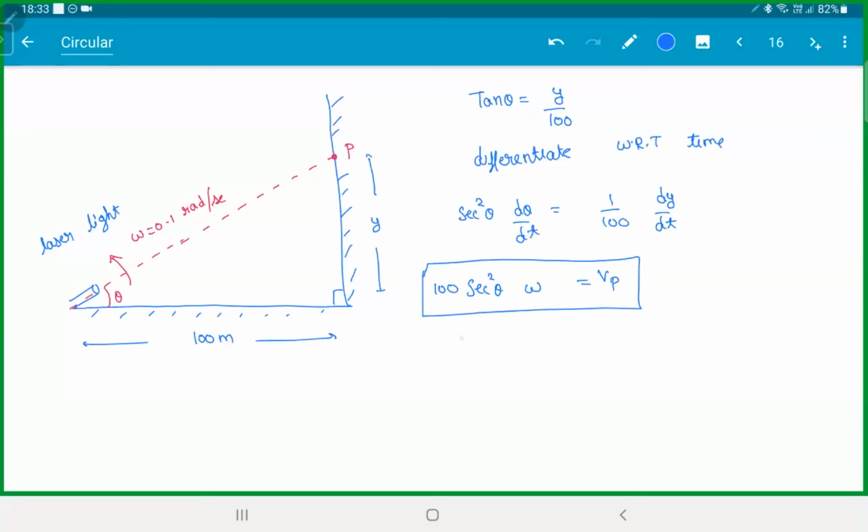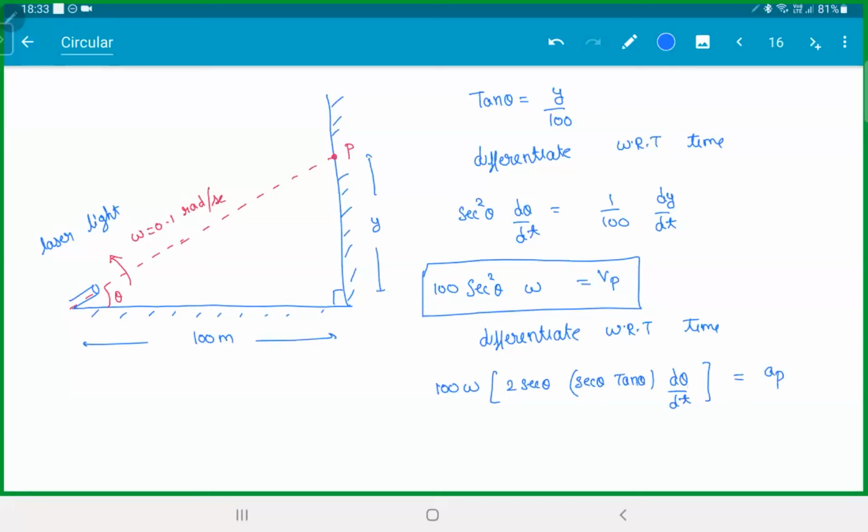Differentiate this again. This would be 100 omega. Secant square's differential is 2 sec theta. Sec theta's differential is again sec theta tan theta. Chain rule. And then again d theta by dt. Don't forget, you'll get one more d theta by dt. This would be acceleration of point P.